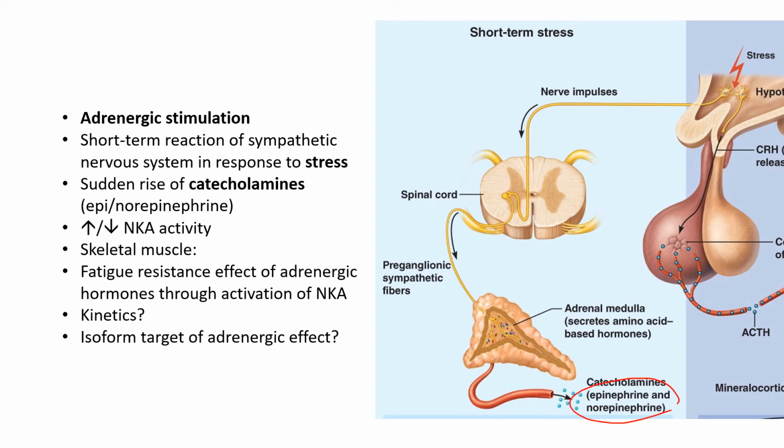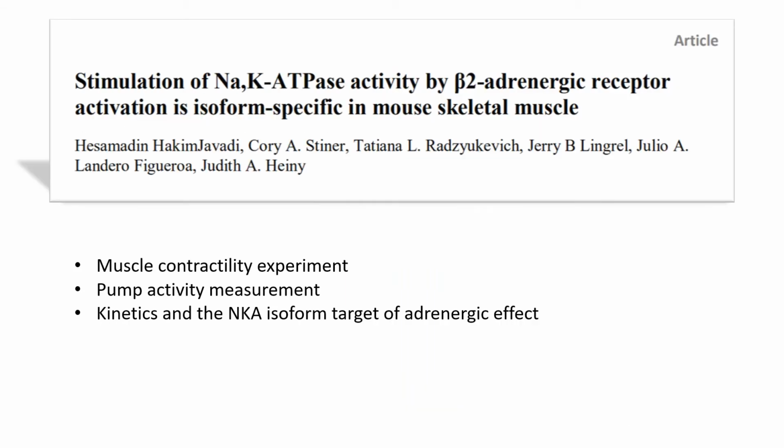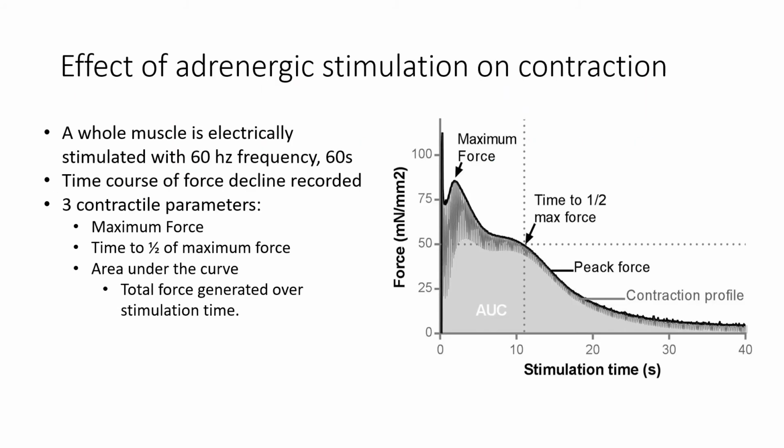But in the case of skeletal muscle specifically, it's been suggested that the fatigue resistance effect of adrenergic hormones or neurotransmitters is through activation of sodium potassium ATPase. But the kinetics of action and the isoform-specific target of this adrenergic effect is not known. In this manuscript, I did some muscle contraction experiments and some pump activity measurements to determine the kinetics and the isoform target of the adrenergic effect.